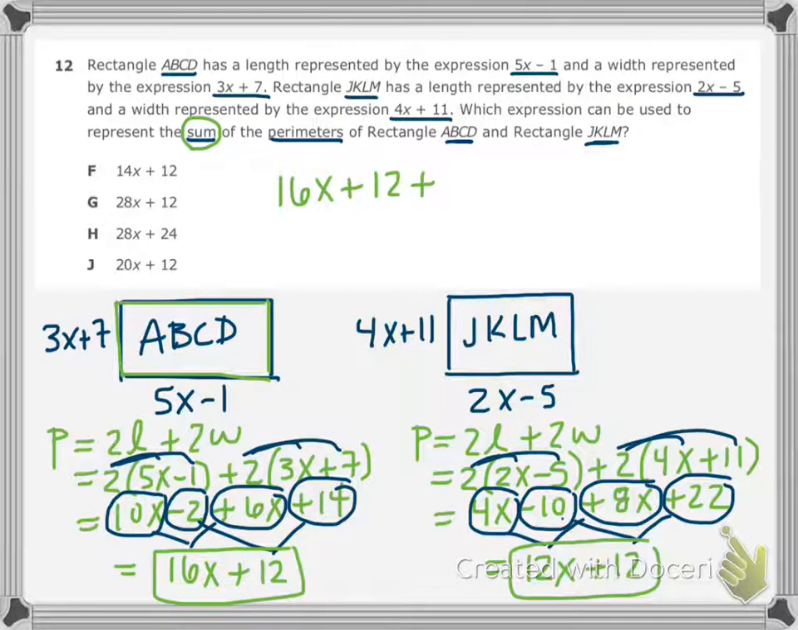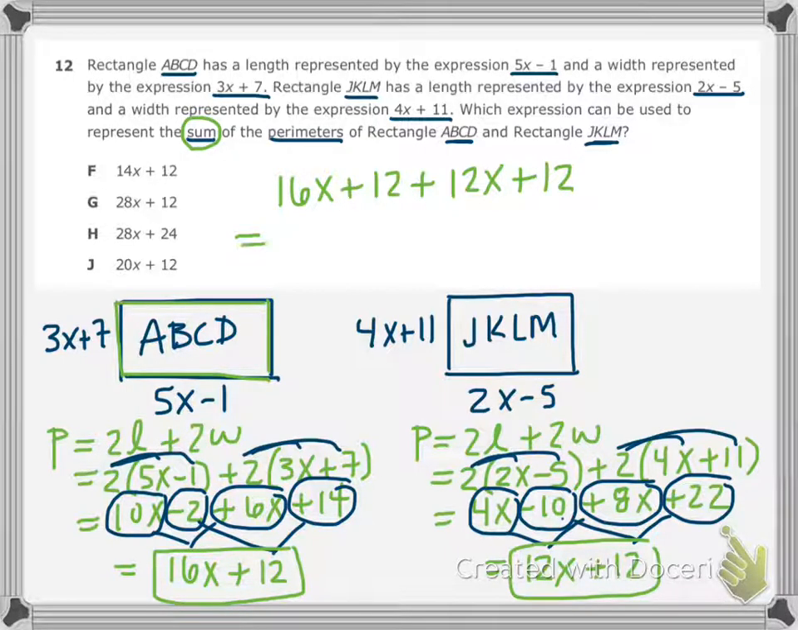And since we're adding, we don't really have to worry about parentheses around the second perimeter because they're all being added together. Now remember, if we were subtracting one of the perimeters from the other, then the second one would definitely need to be in parentheses and I would need to distribute that negative 1.